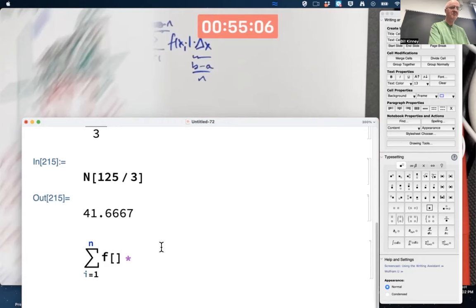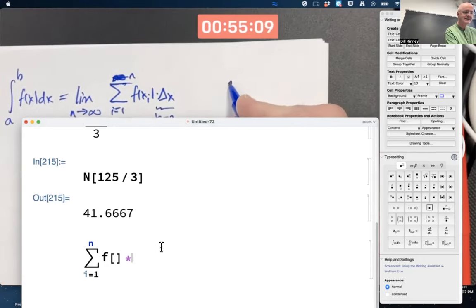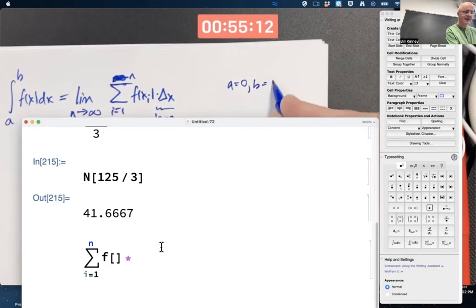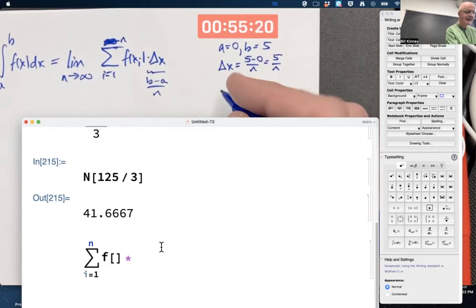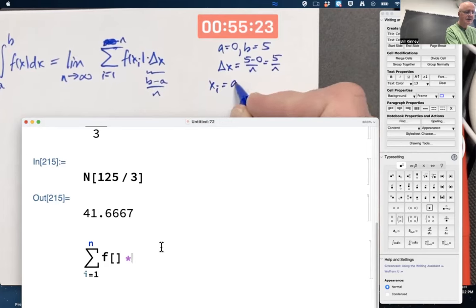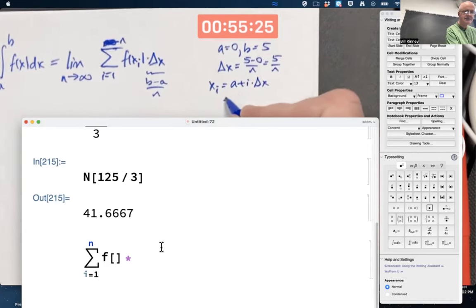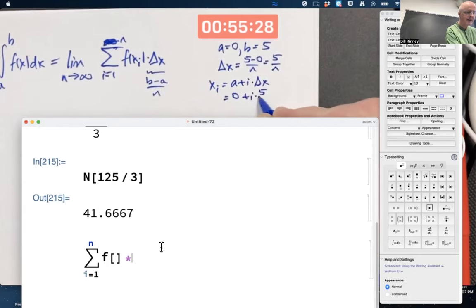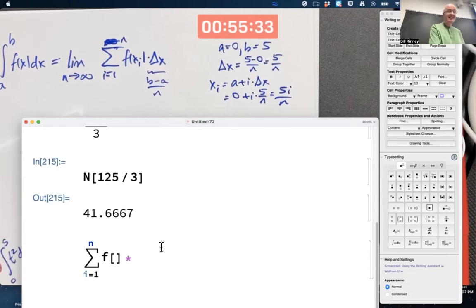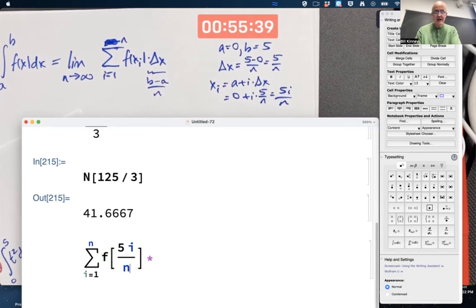Got that? A is 0, B is 5. Delta x is going to be 5 minus 0 over n, which is 5 over n. And xi, which is a plus i times delta x, is going to be 0 plus i times 5 over n, which is 5i over n. I guess that's what I'd have to type into here. Xi is 5i over n, and delta x is 5 over n.